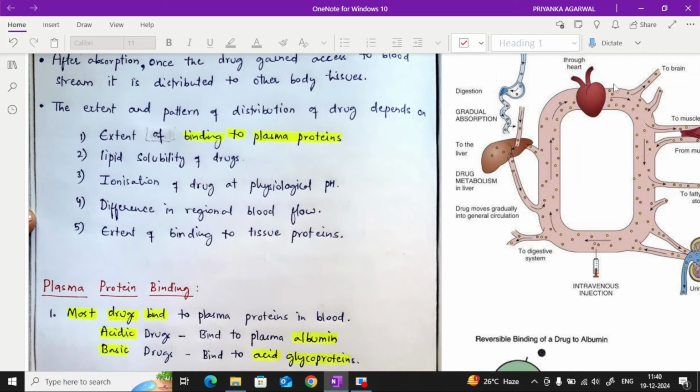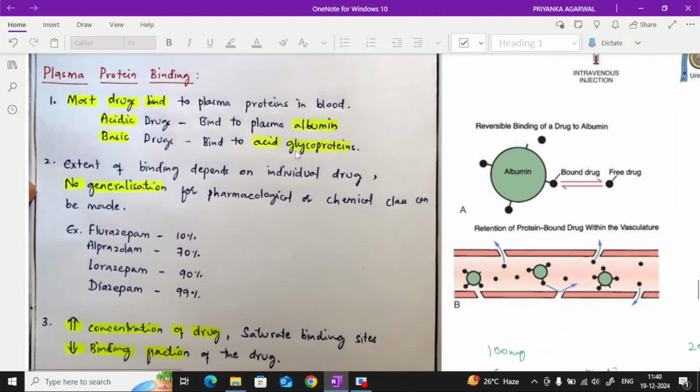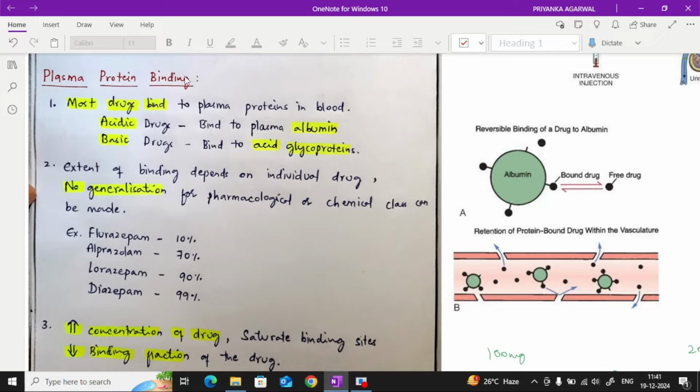So we have our tissues. The difference in blood flow to the tissues will also determine the extent of distribution. And after the drug is inside the tissues, how much the drug is binding to these tissue proteins, the extent of binding to tissue proteins, also determines the extent of distribution. So I hope you are clear about the 5 factors. Among the 5, the first one is the previously asked question. So we will go in detail with the first factor, that is plasma protein binding.